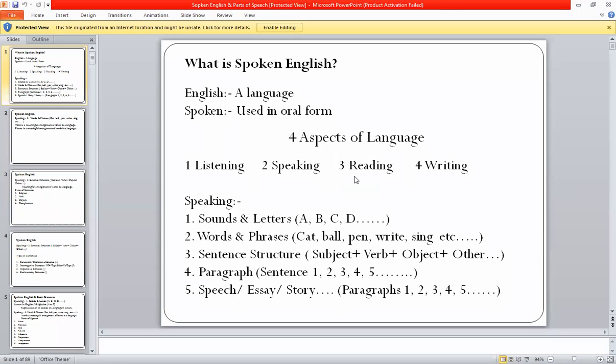Okay, so these are the four aspects of any language, that is LSRW: listening, speaking, reading, and writing. These are called the four aspects of language.